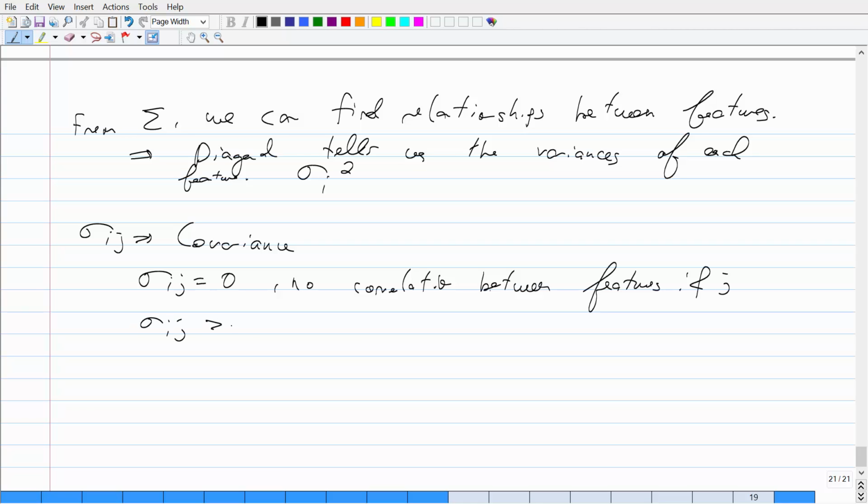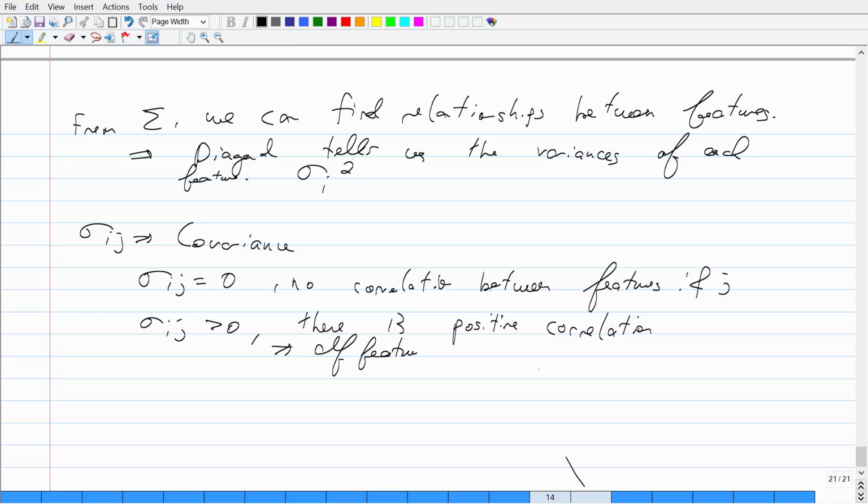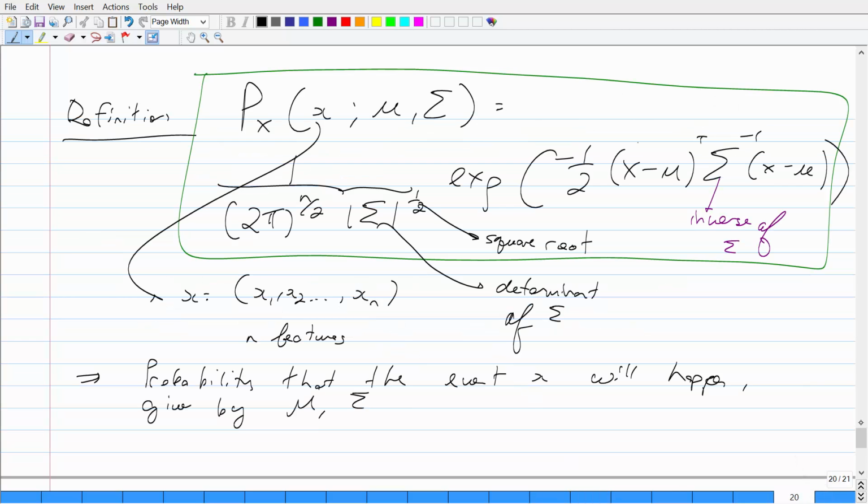Now, if you get a positive number, what this means is that if feature i increases, feature j also increases. So if you were to draw a linear line between them, if you went 2 one way, then j will also increase by a linear factor, whether it's 2 times or 4 times, but it will increase when i increases. Okay, so if this is positive, this is what is known as positive correlation. So if feature i increases, then so does j.